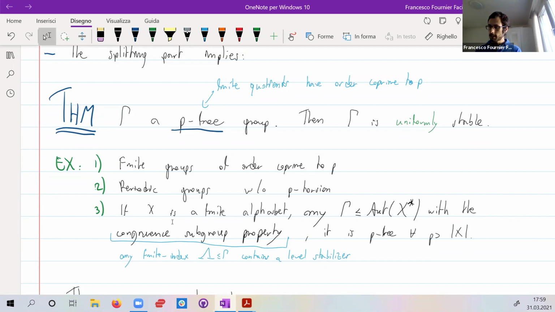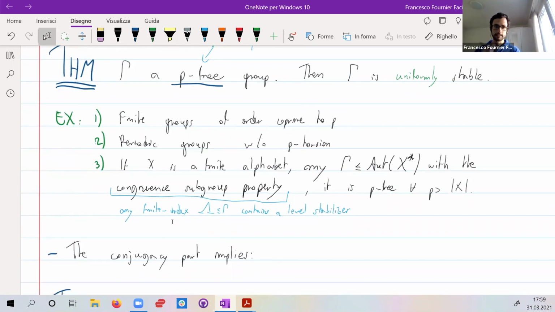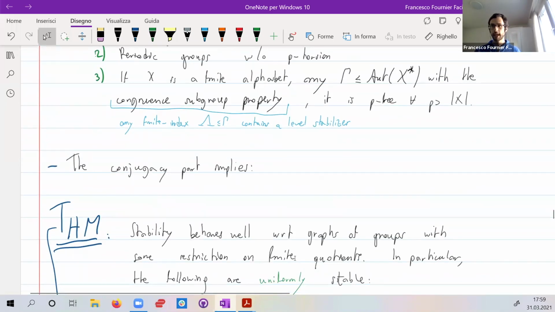Here I've only used the splitting part, but the conjugacy part implies something which is, I think, even more interesting: stability, very vaguely, behaves well with respect to graphs of groups with some restrictions on finite quotients. I'm not going to be more precise on this, but basically the conjugacy statement of the Schur-Zassenhaus theorem is going to help you prove stability of the conjugacy relation. So you can build new stable groups starting from stable groups. You put them in a graph of groups where you have some hypothesis on some finite quotients, you want them to be of order relatively prime to p, and you can deduce stability of the fundamental group of the resulting graph of groups.